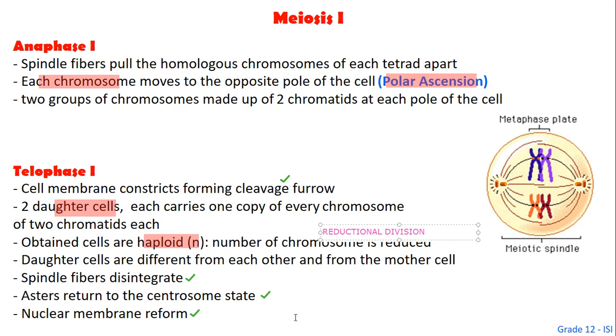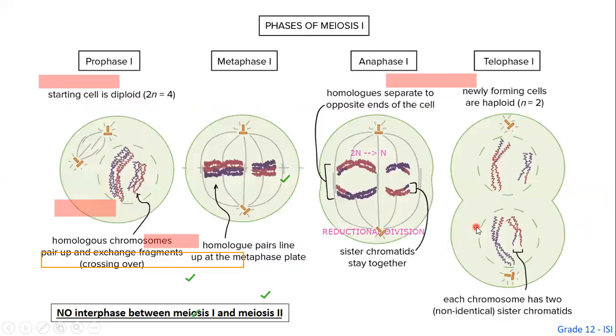The number is reduced. So we started with a diploid cell with 2N chromosomes, and we ended with a haploid cell having N chromosomes. Okay, so the daughter cells are different than the mother cells. Daughter cells are not identical to the mother cell. No, they are different than the mother cell. After meiosis 1, meiosis 2 starts.